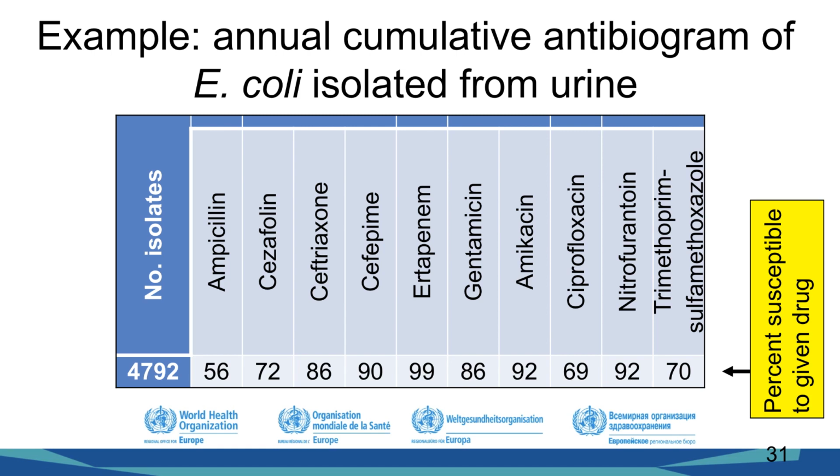Here's an example of a cumulative antibiogram with each column showing the proportion of isolates that were susceptible to a given drug. For example, in this antibiogram, 70% of E. coli isolates that were grown in urine cultures were susceptible to trimethoprim sulfamethoxazole. It's important to note that cumulative antibiograms must include a sufficient number of isolates to provide valid insight regarding the prevalence of resistance in a population. In this example, over 4,000 E. coli isolates contributed data to this table.